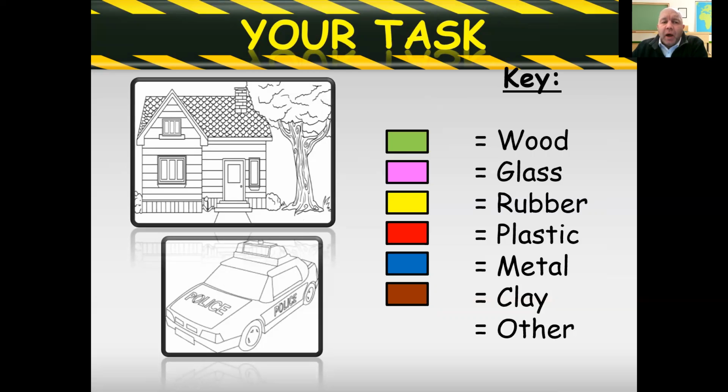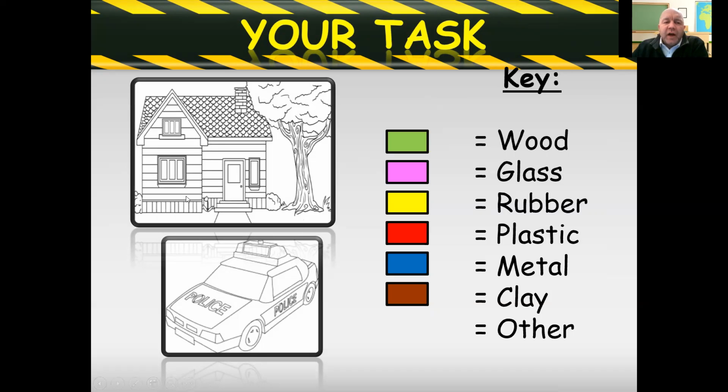So if you think part of the house is made of wood, then you will colour it green. Anywhere you think there's some glass, then you colour it pink. If you think there's some rubber somewhere on one of the pictures, then you will colour it yellow, and so on. So although the colours of your picture may look very strange, remember this is a scientific key, and it helps us identify which materials you think are used where.